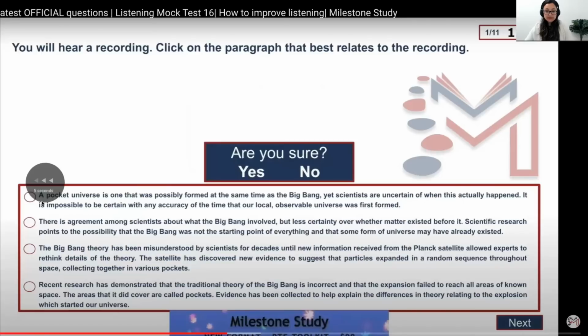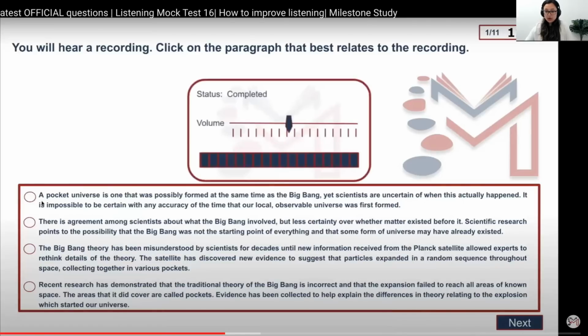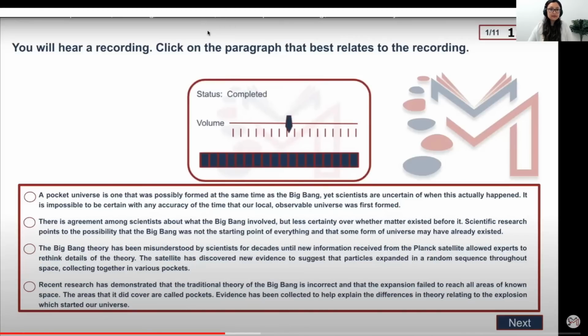also the timing, yeah. After the audio stopped, we've got some time to do it. Even if you spend 10 to 20 seconds here, you can still get time to do the write from dictation task, okay? So what resonates with what I just heard?